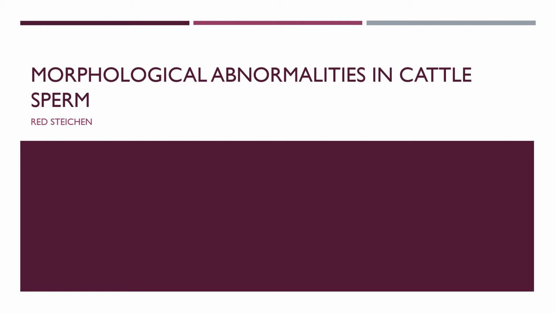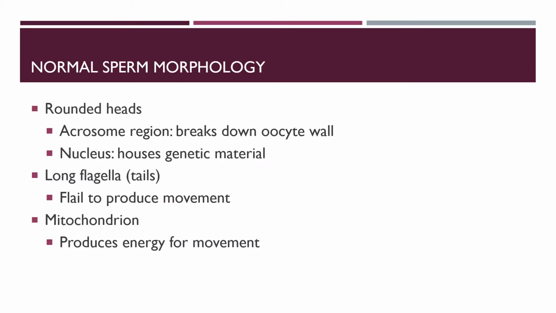This is a brief overview of morphological abnormalities in cattle sperm. In a normal sperm cell, there is a head, a tail, and a midsection. The head of a sperm cell is rounded. In cattle, this head is rounded, not quite like an egg.